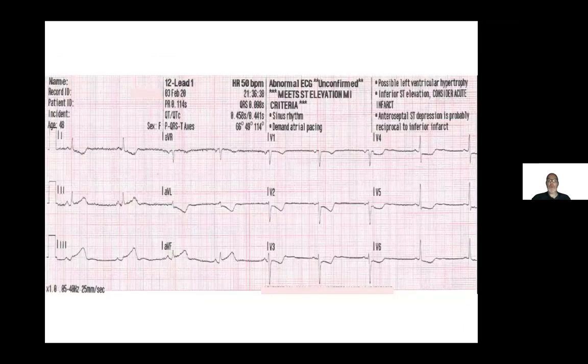Excuse me. Here's another right coronary occlusion. And I always find this comical. Some of the things that these computers say are just downright funny. Demand atrial, I'm sorry, I don't see that anywhere. I don't see any pacer spikes anywhere.